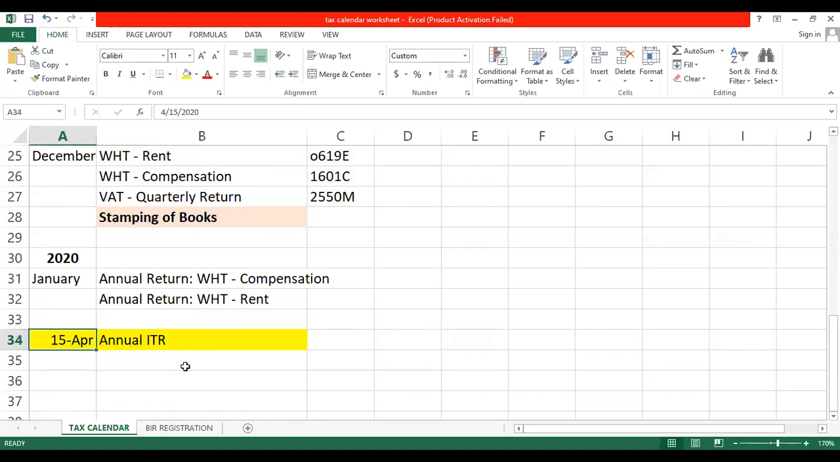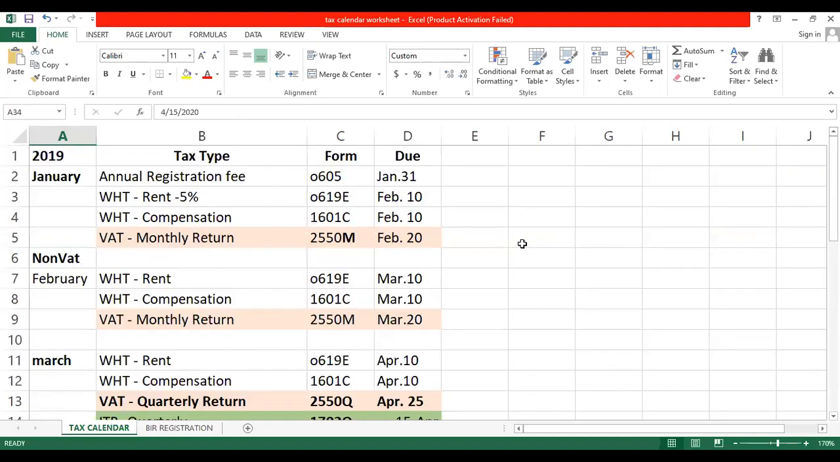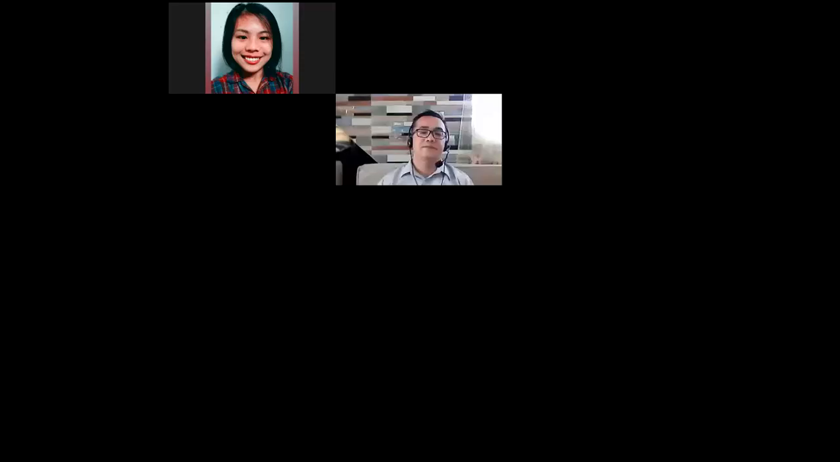And then on the 15th of April of the following year, the taxpayer is required to submit and file its annual income tax return. Okay? So these are the common tax transactions, tax forms, and due dates.